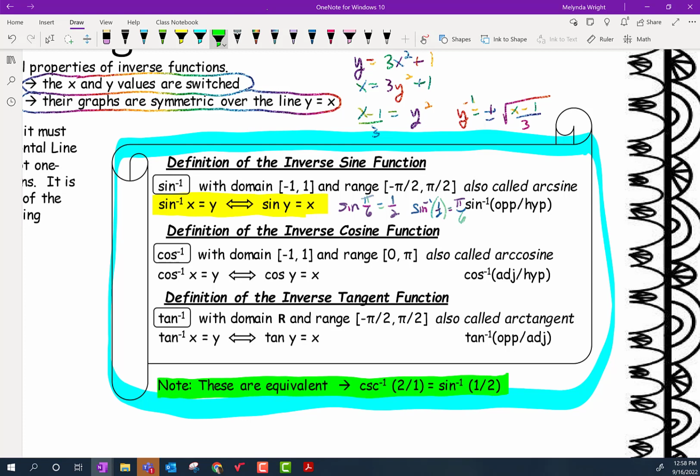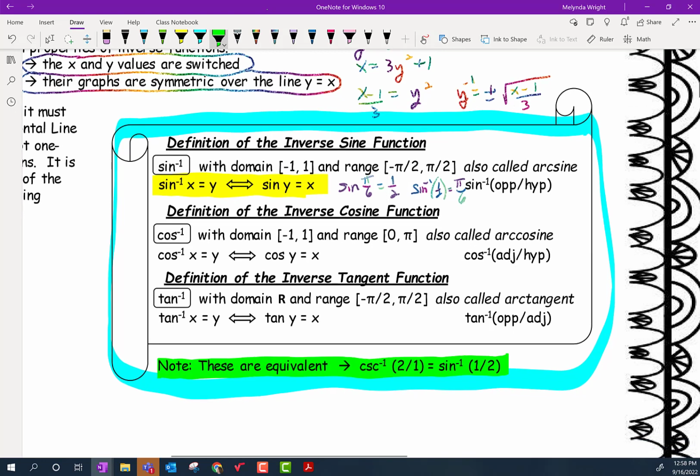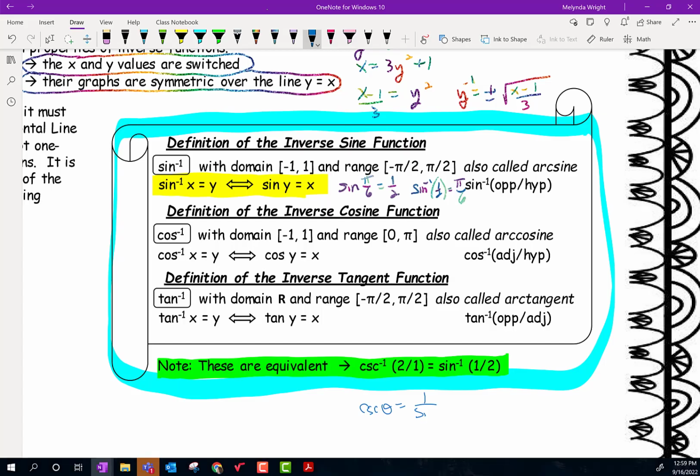Just kind of a fun fact, if you will. We know that sine and cosecant are reciprocals of each other. So in other words, cosecant theta is the same thing as 1 over sine theta. Okay, so it's just kind of an interesting concept that we can make those two equivalent.